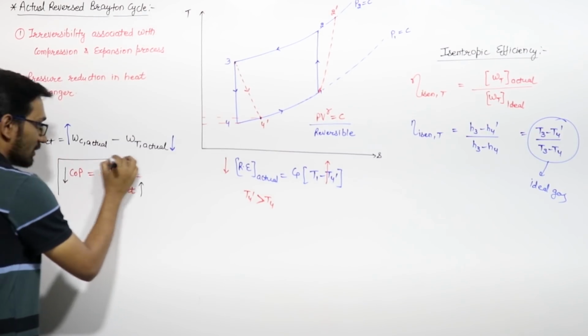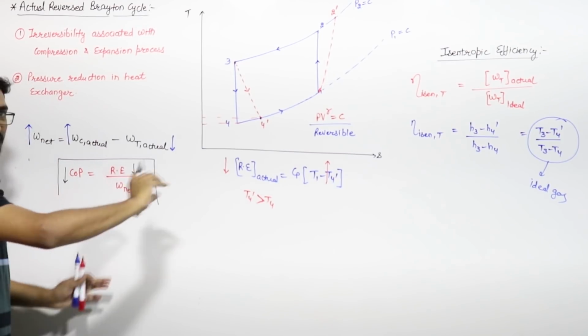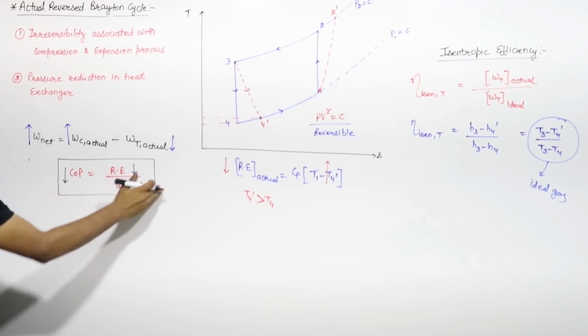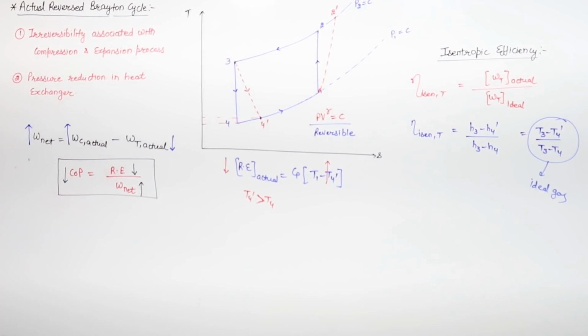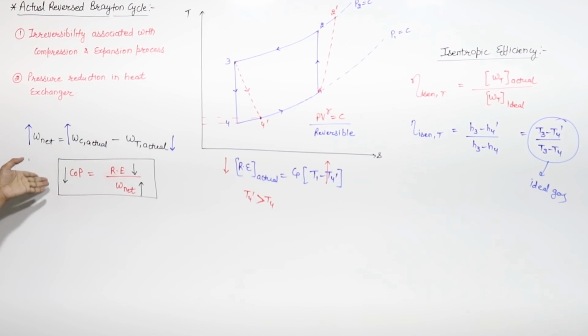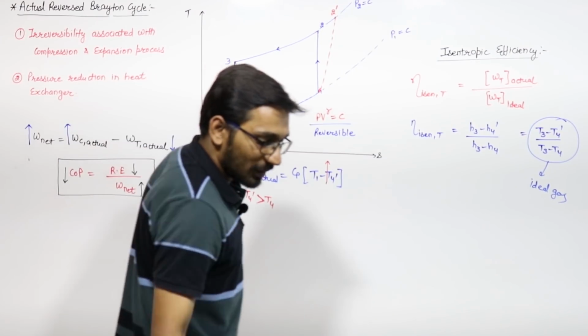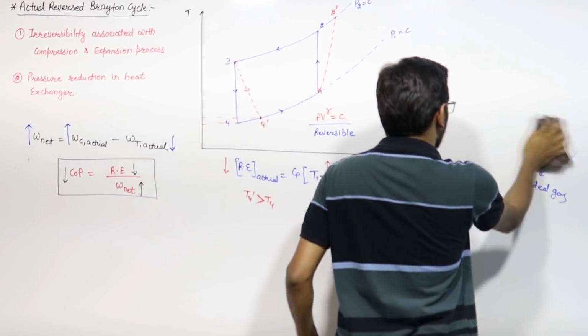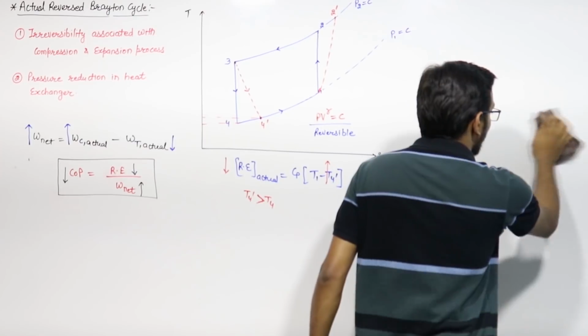I am not writing this in sentence form, just because we are engineers, we know how to deal with the symbols, right? So because of the irreversibility, refrigeration effect decreases, net work which you have to supply increases, as a result COP will decrease. So this is all about the irreversibility associated with the adiabatic processes, with the compressor and with the turbine.